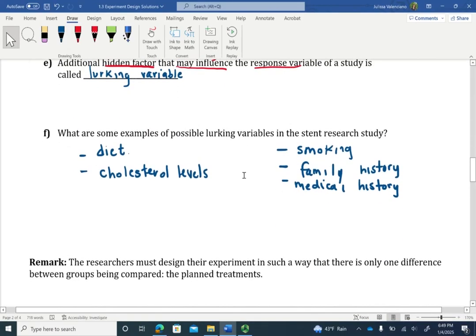Researchers must design their experiment in such a way that there is only one difference between the two groups, the treatment group and the control group. Okay? And that would be the planned treatment.